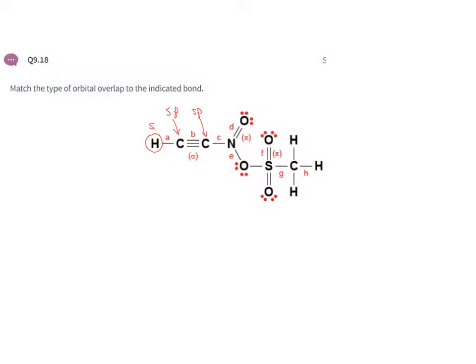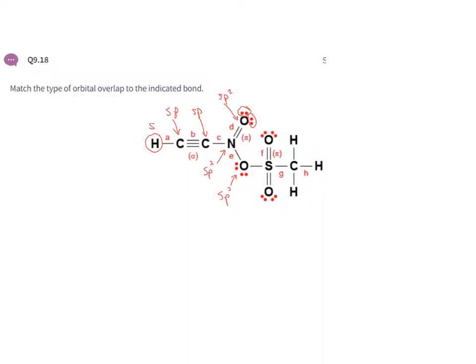Nitrogen has 3 electron domains, so that would be trigonal planar, and it would be sp2 hybridized. The oxygen also has 3 electron domains, 2 lone pairs of electrons and the double bond, so oxygen will also be sp2 hybridized. The oxygen down here has 4 electron domains, 2 are bonding, 2 are non-bonding, so with 4 electron domains we would be sp3 hybridized.